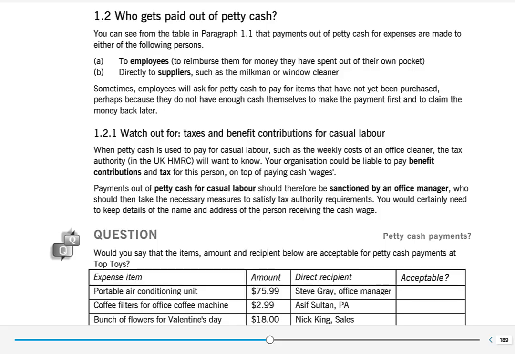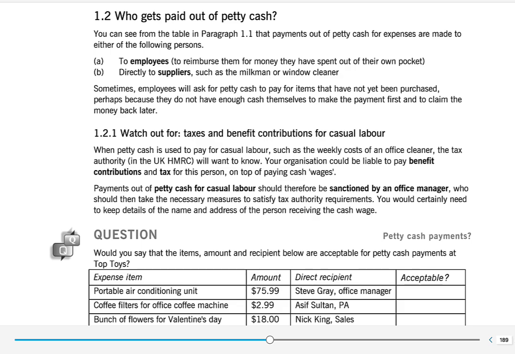So petty cash can be used in two employee situations. 1. Reimbursement, which is paying back after they already spent. 2. Advance, which is giving them cash before they spend. But the key point stays the same. The employee still receives the petty cash.